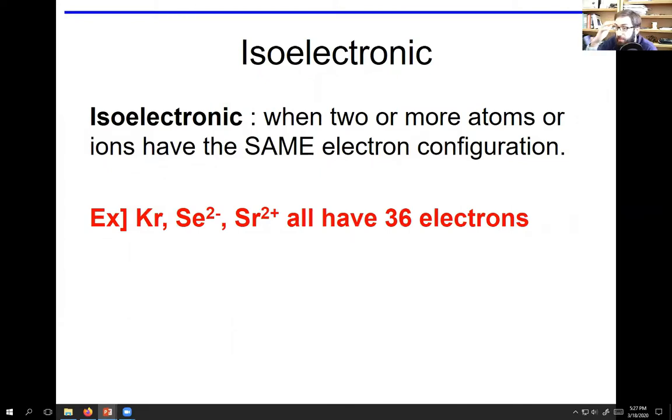Isoelectronic species, we said, are ones that have the same electron configuration. These 3 species all have the electron configuration of bracket krypton. They have 36 electrons.